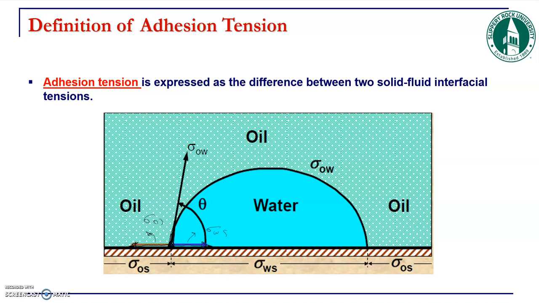So now, if we want to write the force balance in the x direction, we have to decompose this sigma OW into x-axis and y-axis, and then use the x-axis component. So the x-axis component of this force is sigma OW cosine theta. Now, what is theta? Theta is always the angle at the boundary of water, oil, and solid, which is one point here. And this theta is always toward the denser fluid. This is very important. Theta goes always toward the denser fluid.